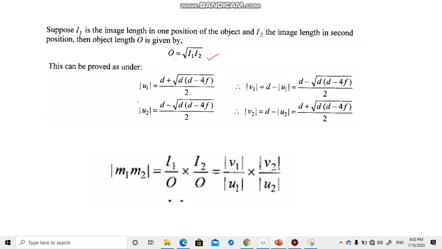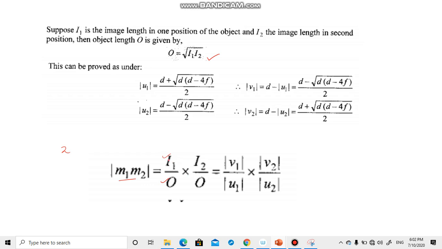Basically, you know that the magnifying factor is equal to I by O, right? You have two positions now, and for each position you get a magnifying factor. If you multiply these two, the object length is the same in both cases. It is the image which is changing. It will be I1 into I2 by O square.